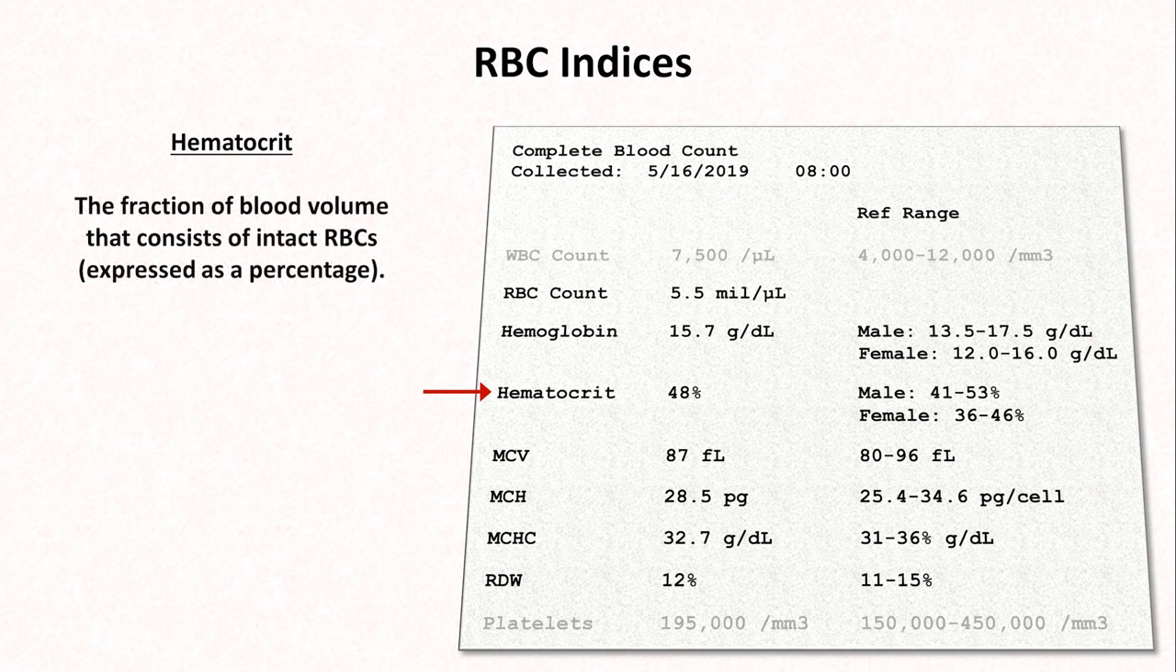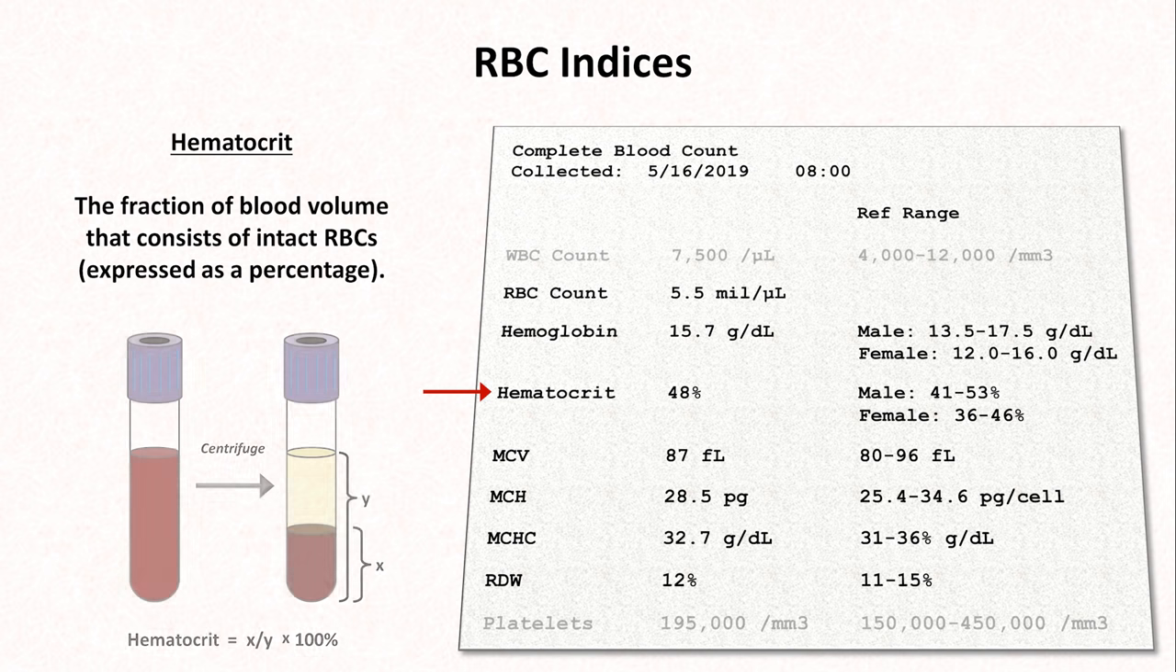The next index is the hematocrit. This is the fraction of blood volume that consists of intact red blood cells expressed as a percentage. What's cool about the hematocrit is that the only pieces of lab equipment necessary to estimate it are a centrifuge and a ruler, though modern labs actually don't even directly measure it at all, but rather calculate it from the RBC count and the MCV. As a general rule of thumb, the hematocrit tends to be about 3 times the hemoglobin concentration, a number which is just related to the units and has no magical significance.